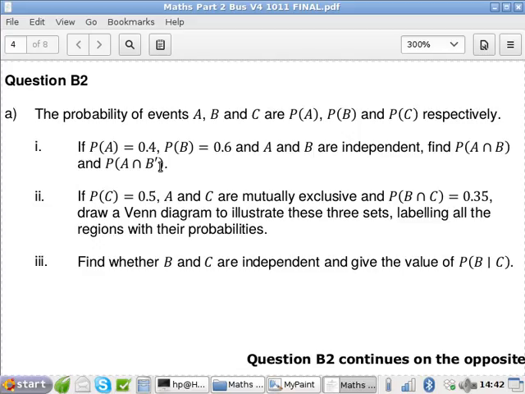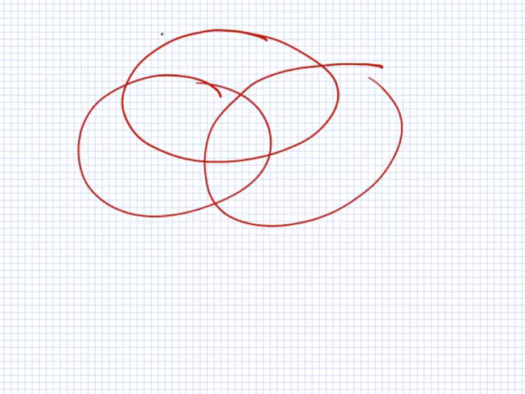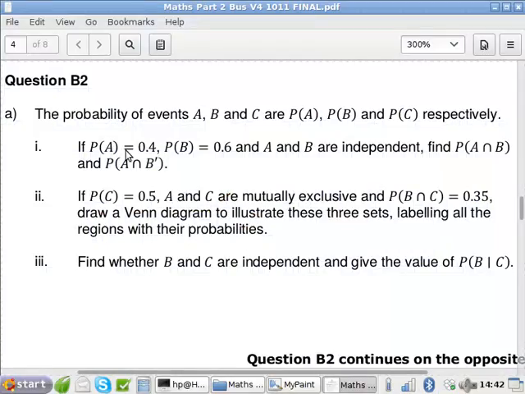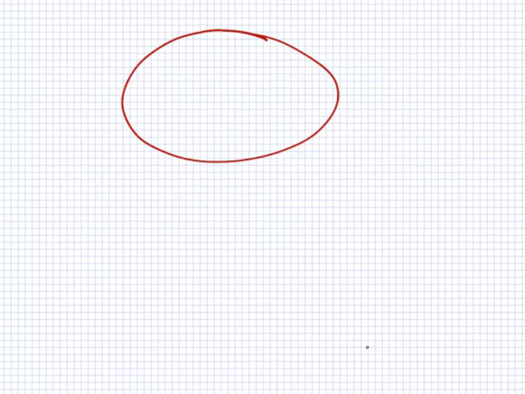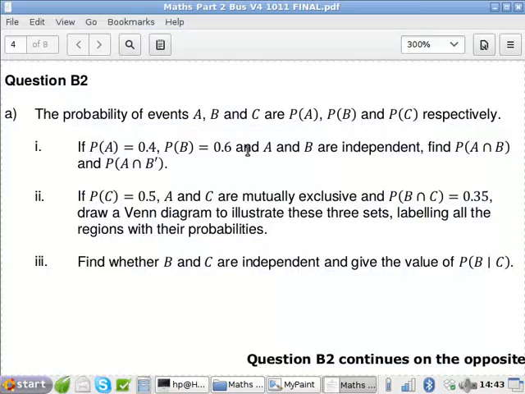Then let's do it. Right. So you have three events, A, B, and C. So the Venn diagram looks like this. There's A, B, and C. Now the first thing is probability of A is 0.4, B is 0.6, A and B are independent. Find probability of A and B. So actually in the first question, it has nothing to do with C. So if you want to go back to your Venn diagram, you can draw the C in later. We'll just do the two to begin with. A and B. Okay, so what are we told? A is 0.4, B is 0.6. A and B are independent.